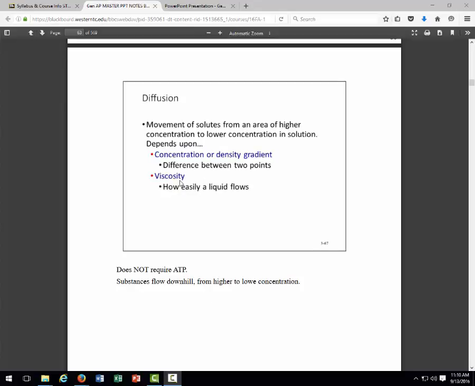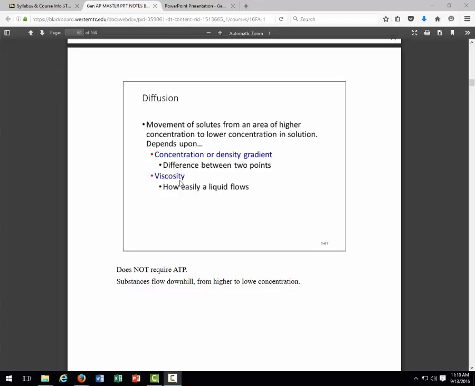Viscosity tells us how thick that liquid is. If something has a high viscosity, it means it's really thick, like molasses. If it's really thin, low viscosity, it means it's very watery. So which do you think diffuses more easily? A thick liquid or a watery, thin liquid? Watery and thin, yeah, for sure.